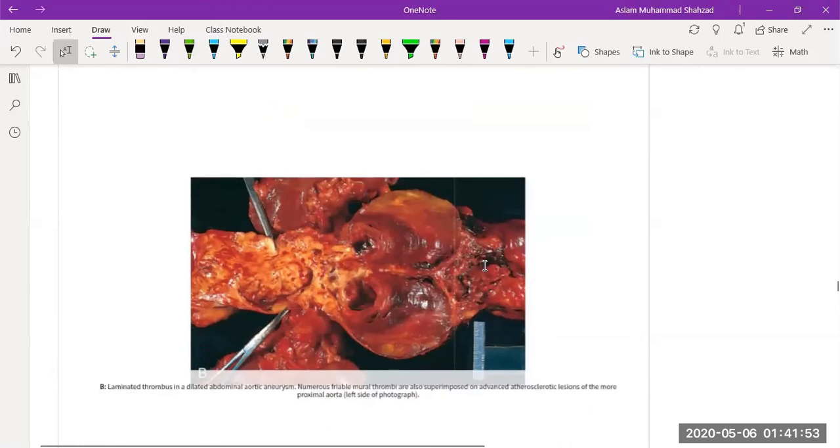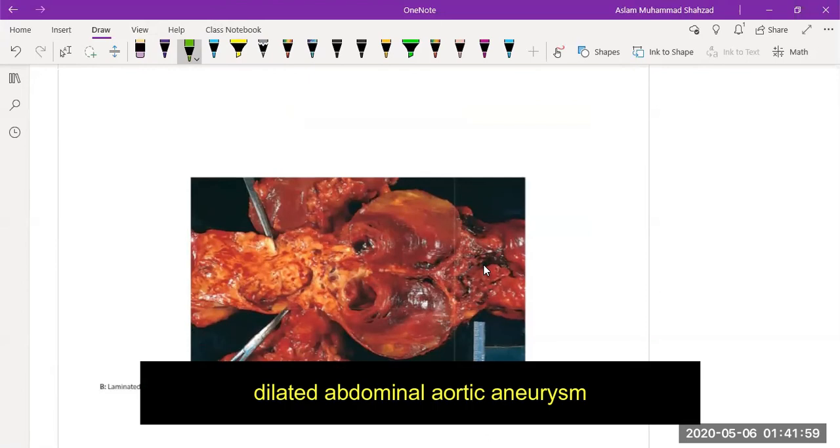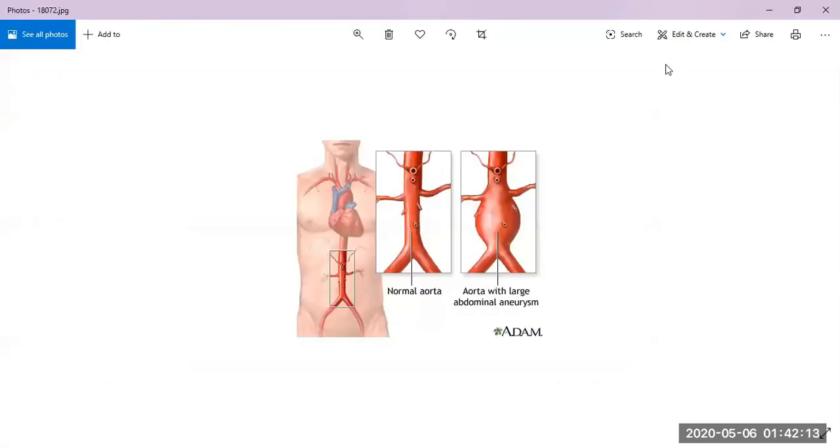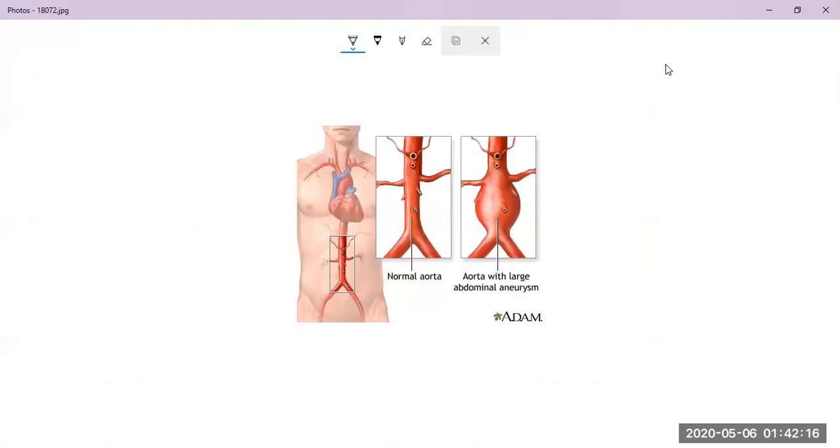Then this is another picture of laminated thrombus in dilated abdominal aortic aneurysm. And the main thing is, what is an abdominal aortic aneurysm? This can be explained in terms of this picture. The normal aorta is just like this, but because of atherosclerosis, deposition of cholesterol and fat, the arteries become hard. And hardening of arteries, because of deposition of cholesterol, technically is known as abdominal aneurysm because it occurs in the abdominal region.